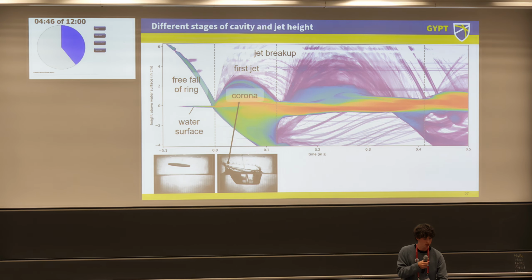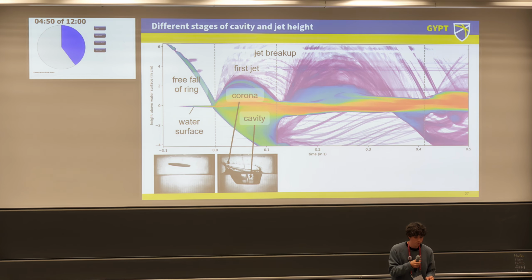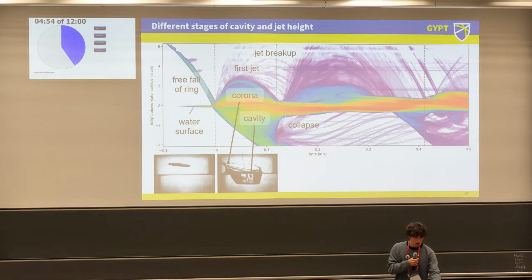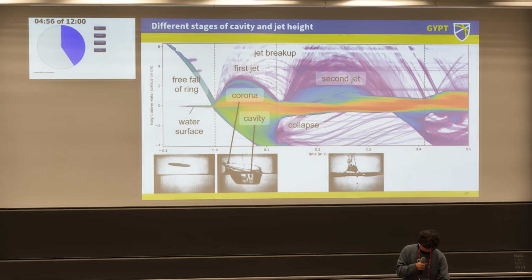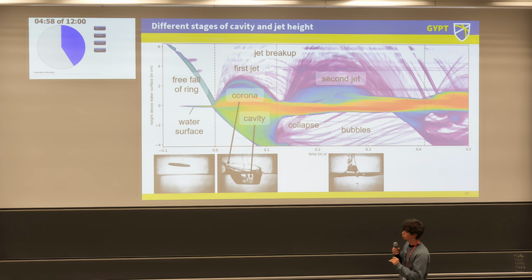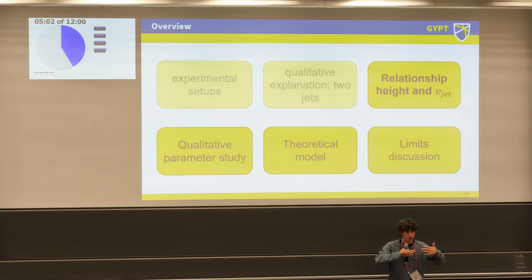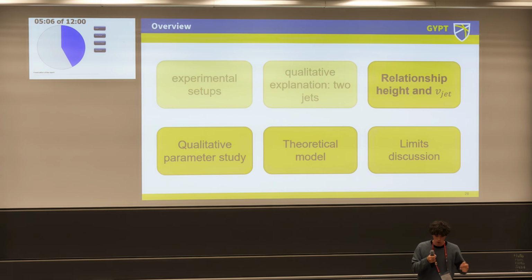The wing also generates a corona, which then opens up the air cavity. When the cavity collapses, the second jet is then induced, and bubbles rise to the top. So, having covered the qualitative explanation of what's actually happening here, let's take a look at a quick relationship.